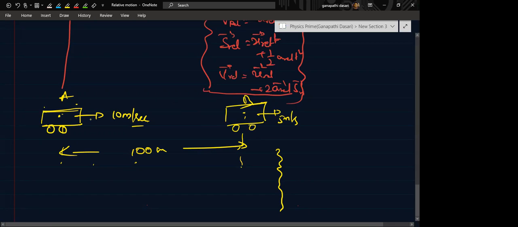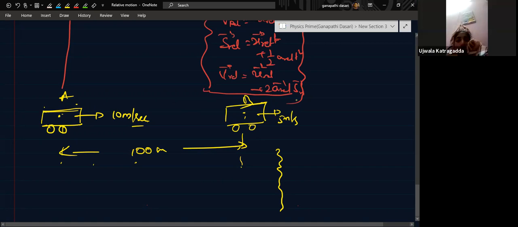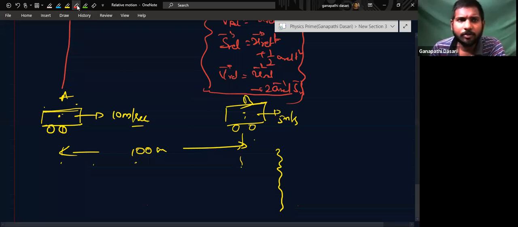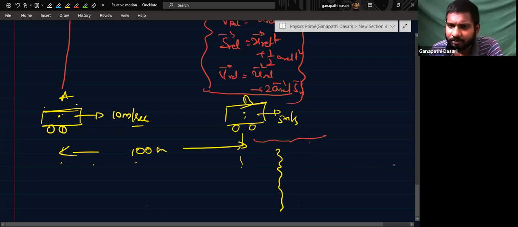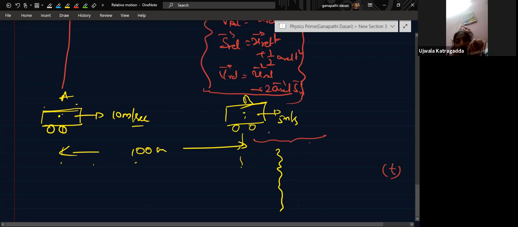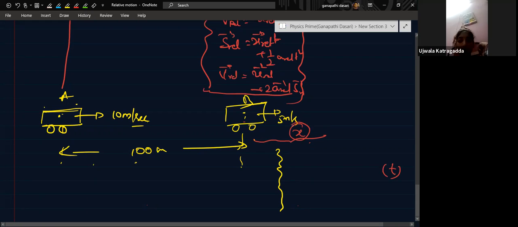Now, B is also moving, and A is also moving. First, I'll solve without relative motion. So now, Varun, let us consider that at some time t they are meeting. Consider B has traveled how much distance in time t? Say x distance it has traveled.